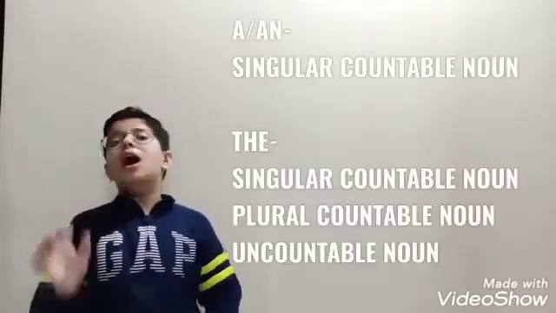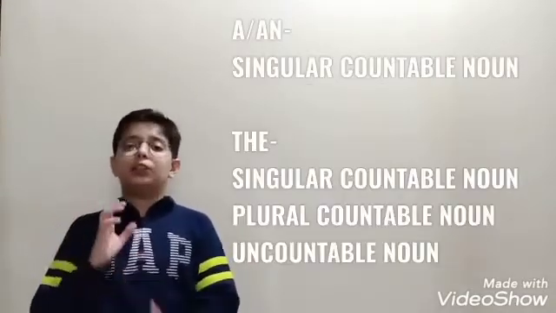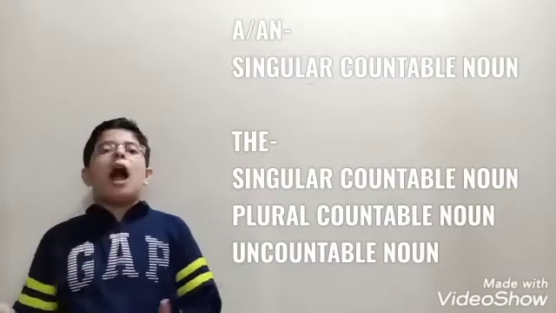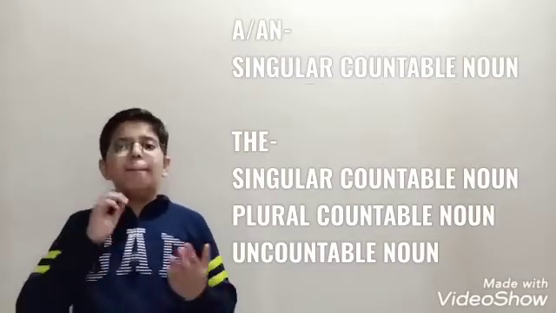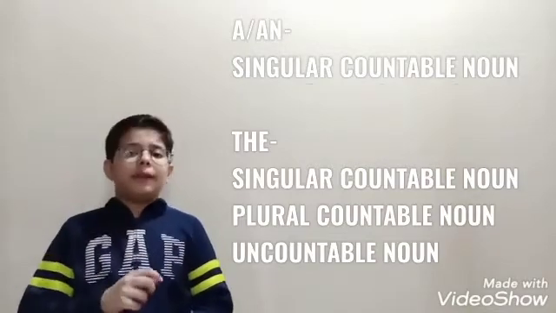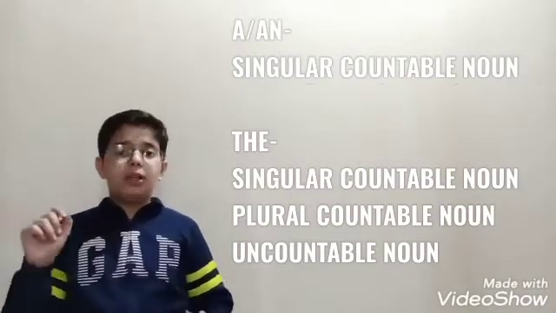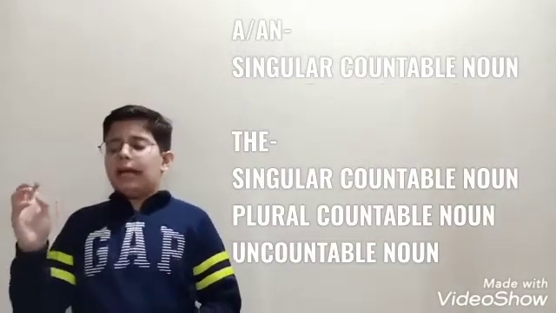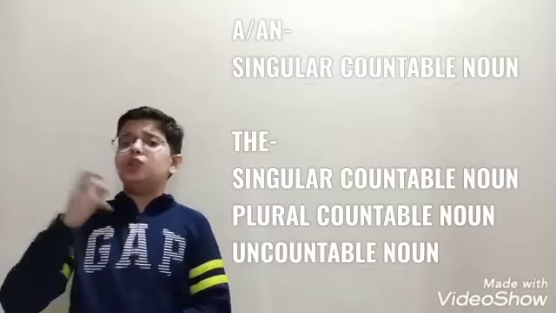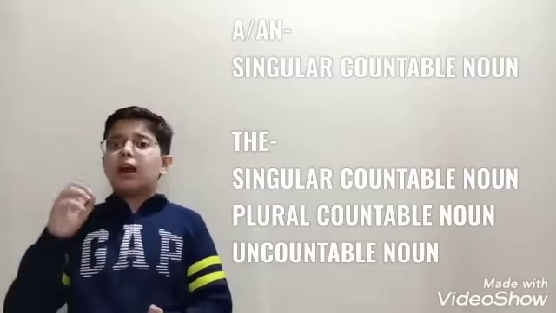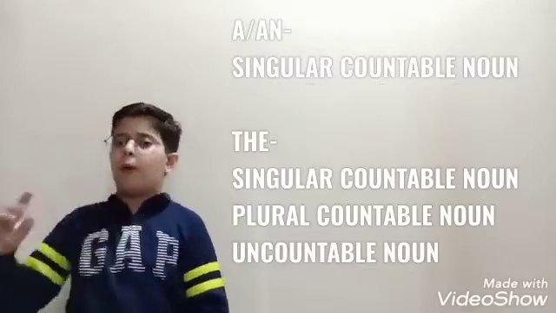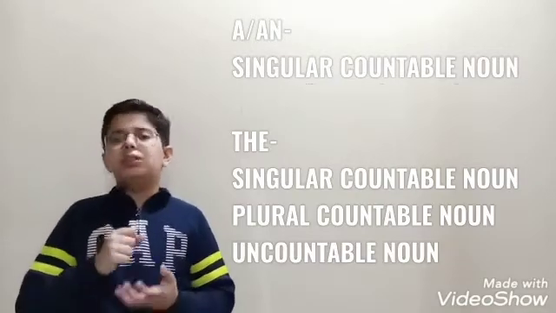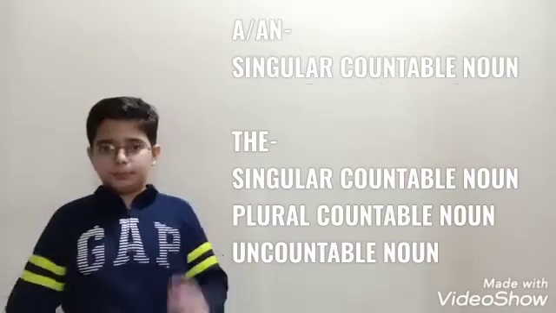Point number 2. A or an are always used with single countable nouns like a book, an orange, a girl. But the is used with the singular countable noun like the book, like a, and it is also used with plural countable nouns like the books, and it is also used with uncountable nouns like milk.